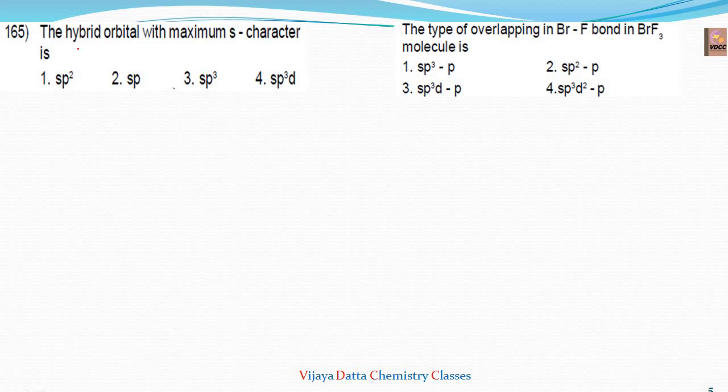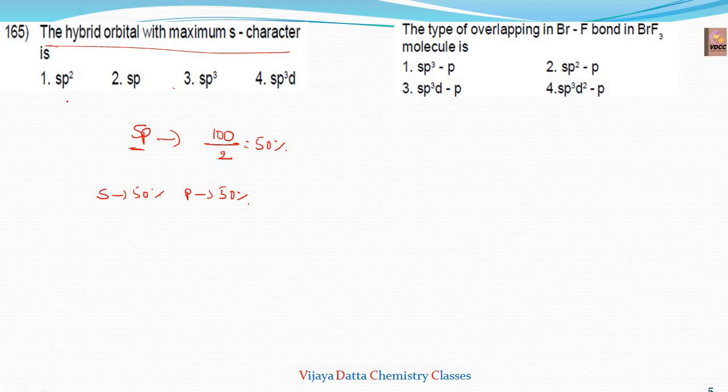Next, the hybrid orbitals with maximum s character. Yes, this is also important. They can ask in some questions what is s character, p character, d character. So let us see how to calculate the percentage characters. Here I am taking sp hybridization. sp means how many are here? 2 are there. Total percentage we consider as 100, and there are only 2 hybrid orbitals. So 100 by 2 gives you 50%. So s is 50% and p is 50%.